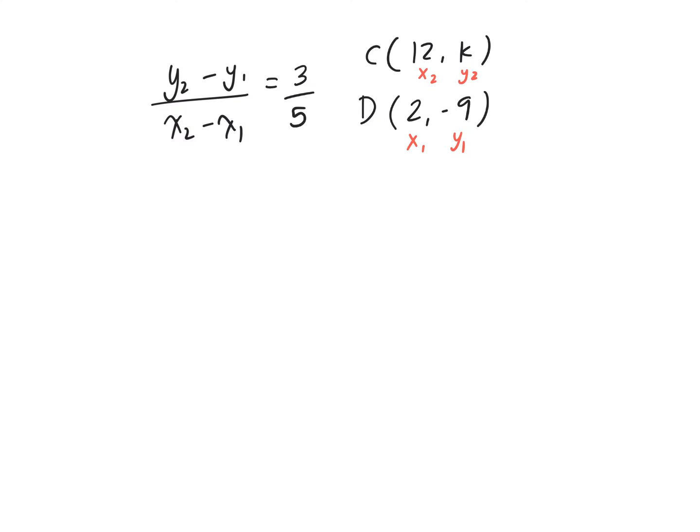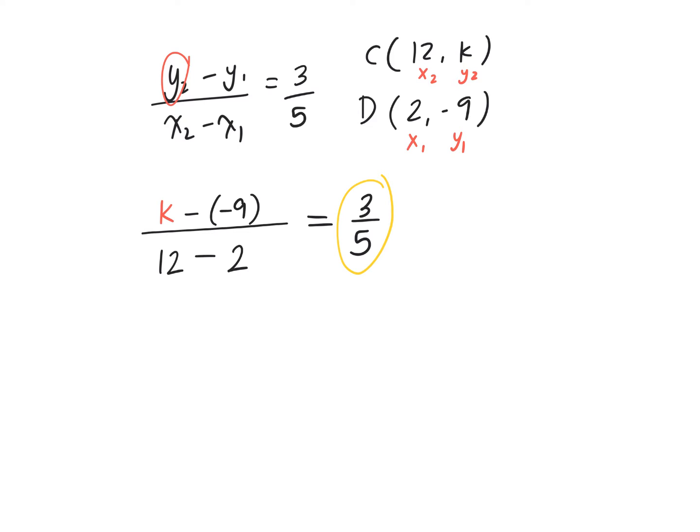So let's fill in the blanks. What's the value of y2? k. Take away negative 9 over, what's x2? 12 take away x1. 12 take away 2 equals 3 over 5. You have to make sure you include this because we know what it's equal to. If you have an equation, you have a left side and a right side, we have to simplify this and we have to solve for k. That's what we're doing, trying to figure out what k is equal to, right?